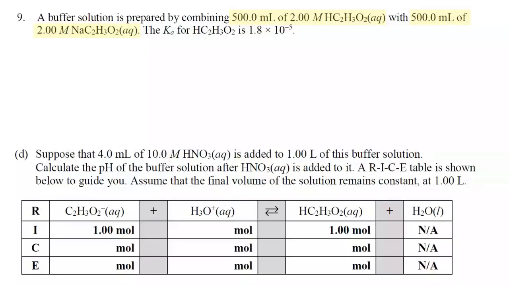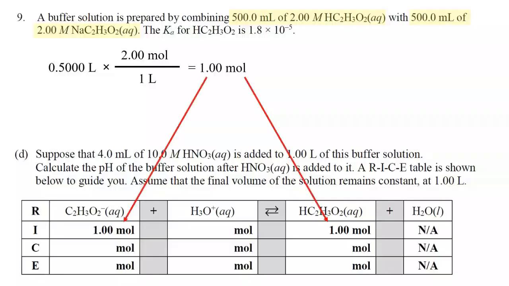And if you're wondering, where did the 1.00 mole come from for the acetate ion and the acetic acid, it goes back to the instructions that were given for how this buffer was prepared. So 500 milliliters of 2 molar acetic acid was combined with 500 milliliters of 2 molar sodium acetate. Remember that volume times molarity equals moles. So 500 milliliters is 0.5 liters times 2 moles per liter, and 0.5 times 2 is 1. So that 1.00 mole came from the instructions for preparing the buffer.